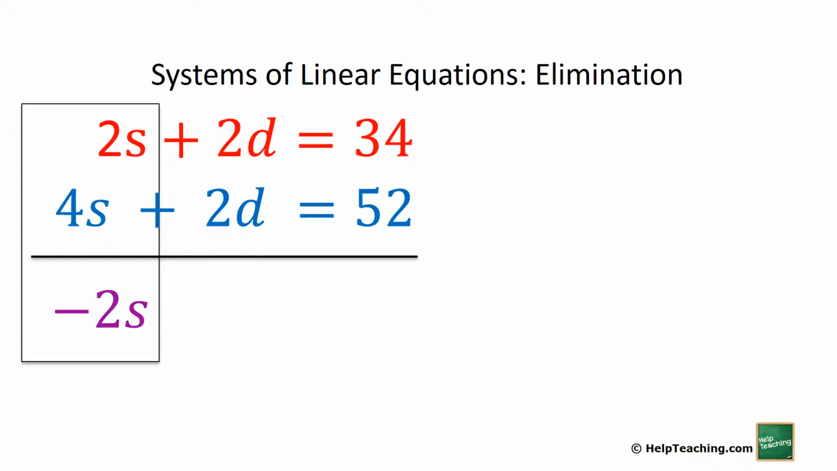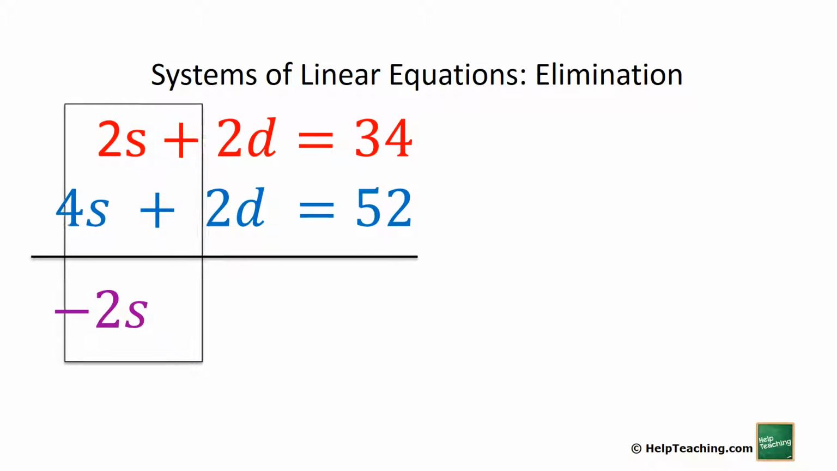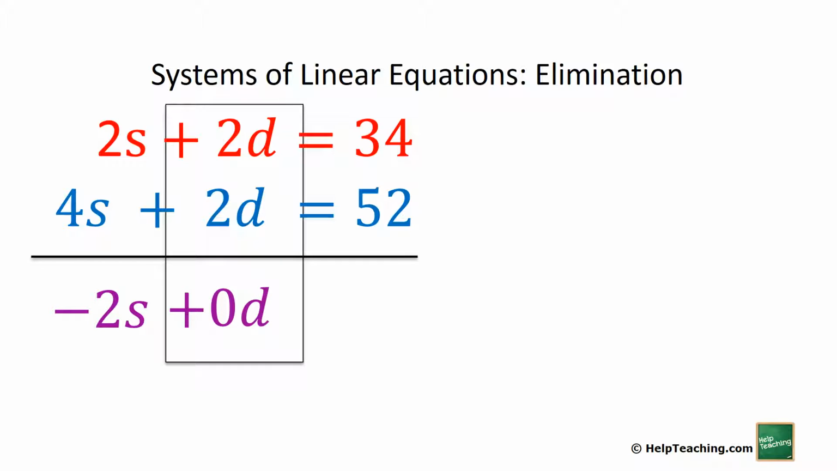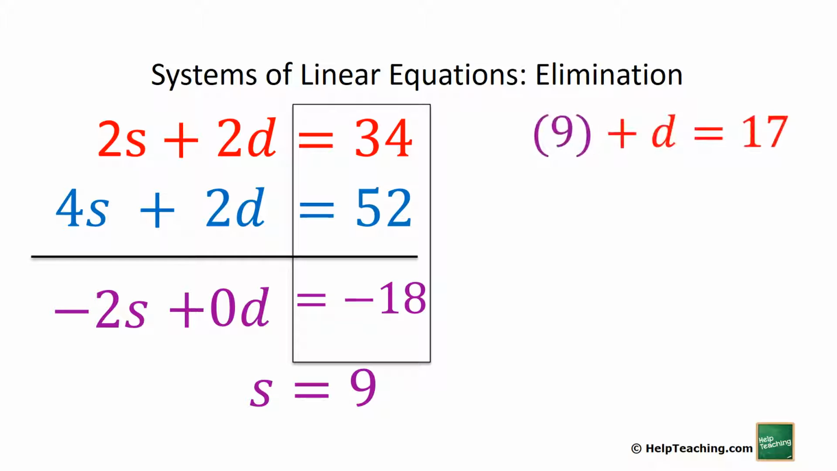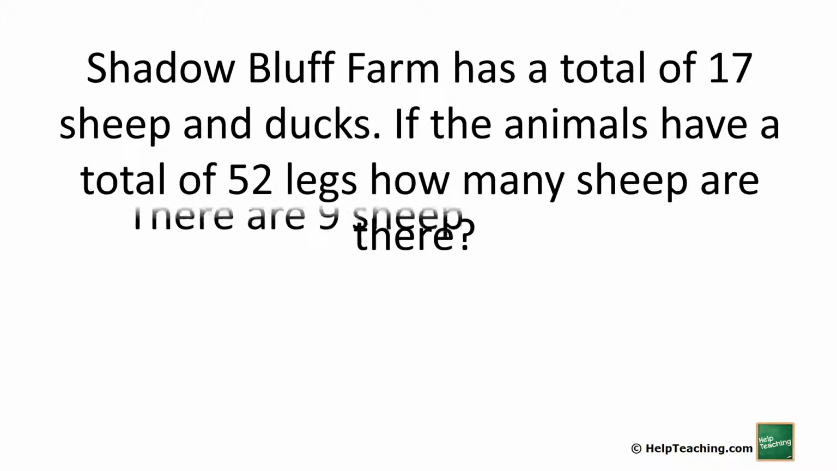2s minus 4s is negative 2s. 2d minus 2d will give us 0d, so they cancel out. And 34 minus 52 will give us negative 18. We can divide everything by negative 2, which will give s equals 9. We can take that 9, plug it back into our original equation. 9 plus d equals 17. If we subtract 9 from both sides, we get d equals 8, meaning we have 9 sheep and 8 ducks. So the solution to this system is (9, 8). The answer to the word problem: there are 9 sheep.